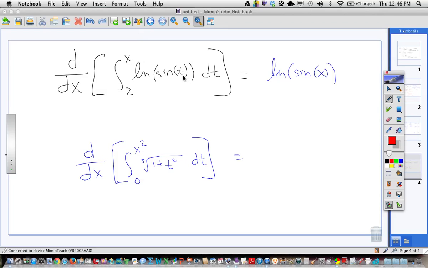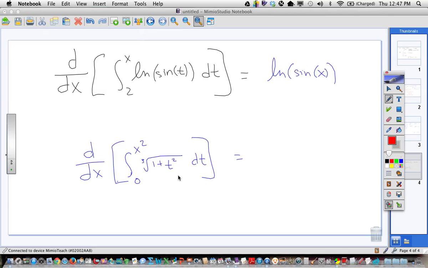We put it in where the t was, right? So a guess might be that you would just take this x squared and put it where the t is, right? Would that be a reasonable guess? That'd be a reasonable guess. It would be correct up to a point, but it would be missing something.